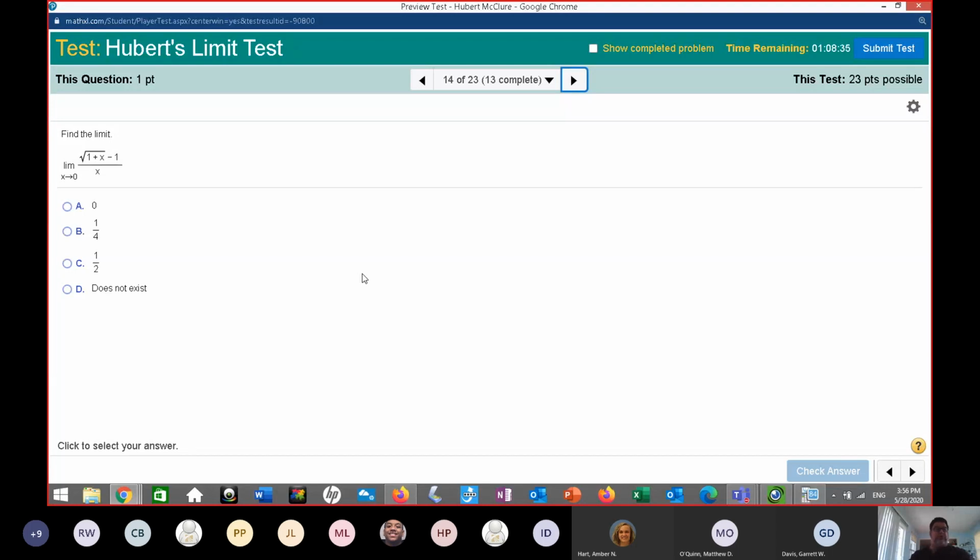This one says the square root of 1 plus x minus 1 over x, limit as x approaches 0. I wish it was infinity, it'd be easier. So what should you do on this one first? Well, you plug in 0, you're going to get an undefined function. Right. Oh, that's easy. Go cry in a corner. I would say quit.